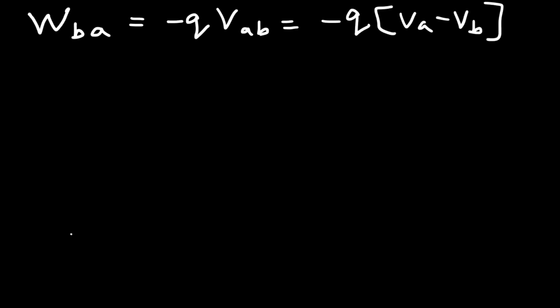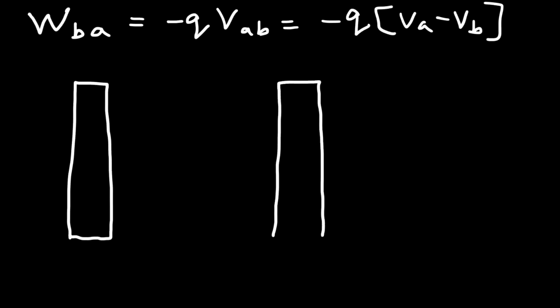So let's say we have 2 charged plates again. But this time we're going to use an electron. And let's say the electron is initially at the positively charged plate. Now naturally it doesn't want to move towards the right. It's repelled by the negatively charged plate. But let's say we use an external force and force it in this direction.